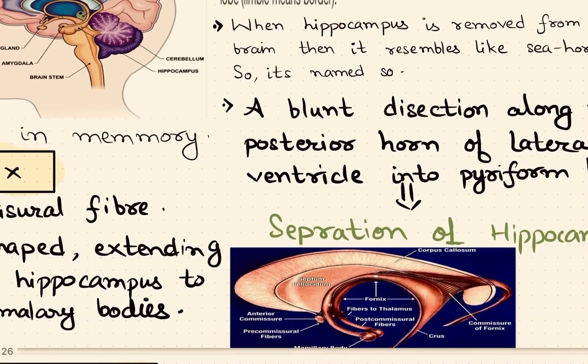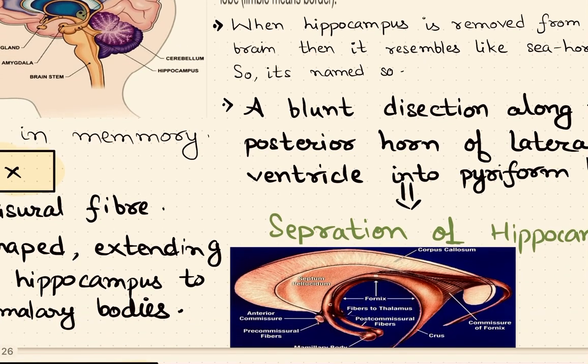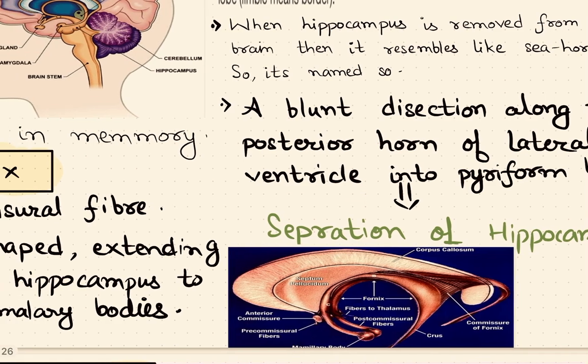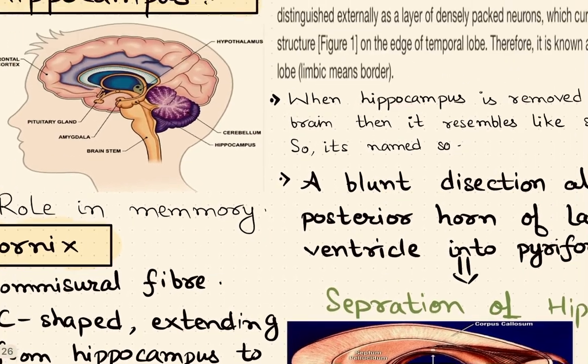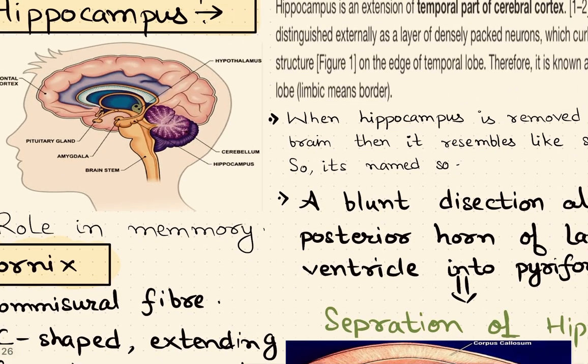Now, how can we dissect or take out the hippocampus? In the former lectures, I told you about pyriform lobes. If we cut the lateral end of the pyriform lobes in the third ventricle, I guess, then we would get the hippocampus. Okay. What is the significance of this hippocampus? It has a role in memory. So where is the location of the hippocampus? In the temporal part of the cerebral cortex. So it is also a part of the cerebrum.